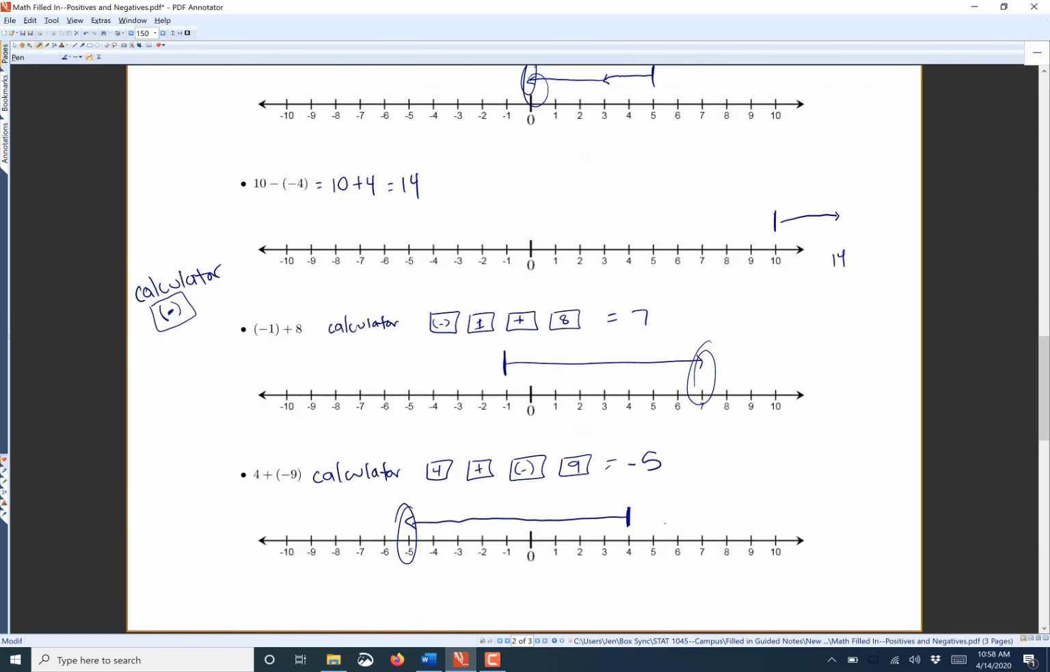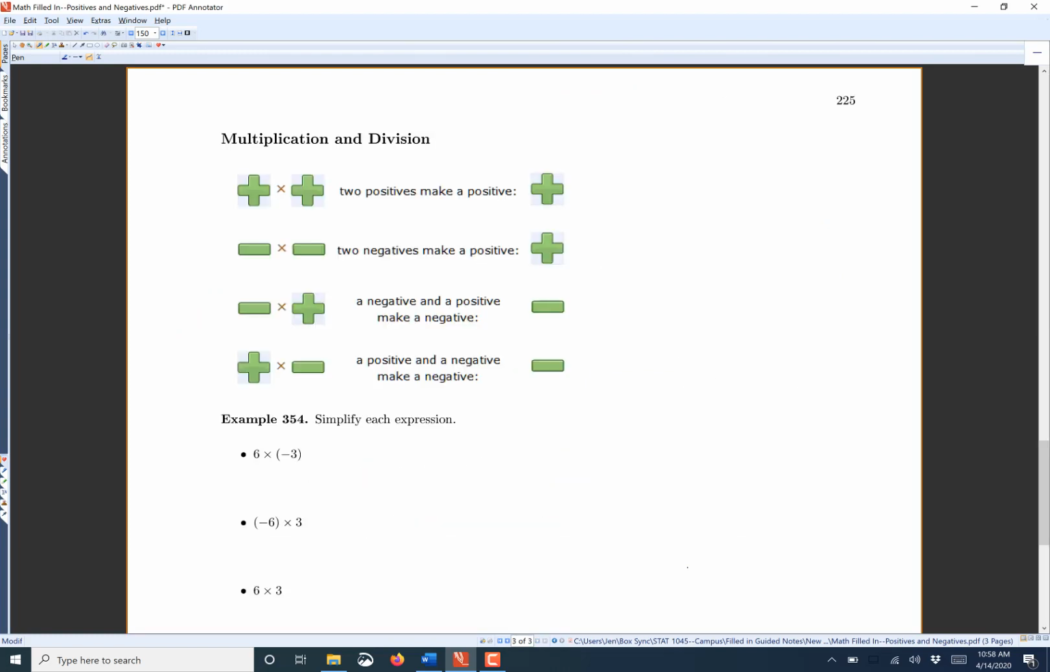Again, for all of our math skills in this class, we mostly just care: do you understand it, or can you put it in a calculator? If you can put these in your calculator correctly, that's great. So now let's do multiplication and division for positives and negatives.